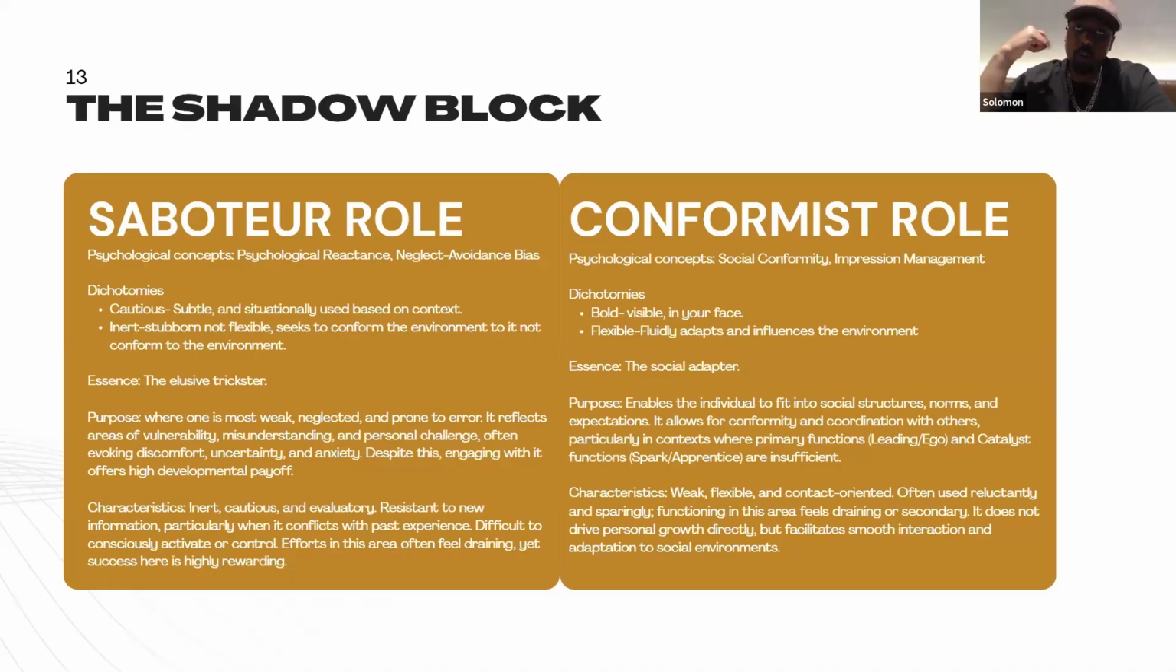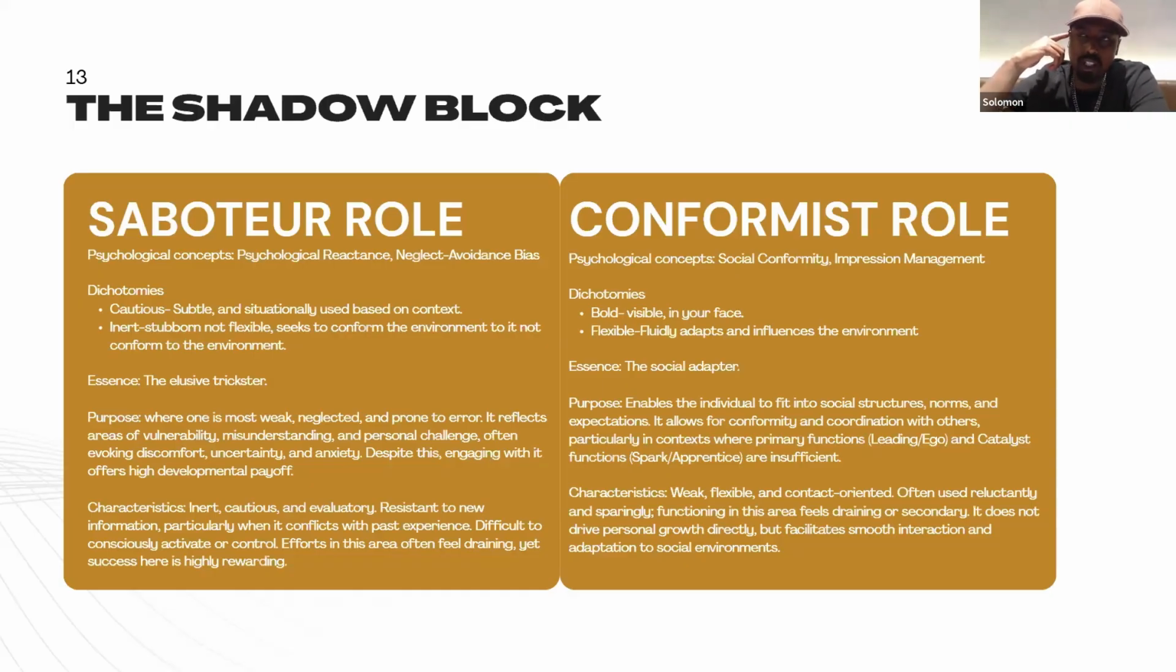So now let's talk about the conformist role. Up until now, we realize that there are a lot of parallels between Model S and the John Beebe system. But one thing Model S heavily deviates on from John Beebe is the demon function, which we call the conformist role. The concept of it is to provide social conformity and impression management. The dichotomies are that the conformist role is bold, in your face when used, and flexible. So unlike the saboteur, it can actually be used.